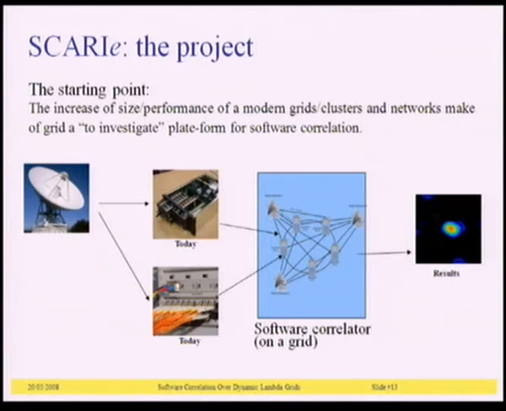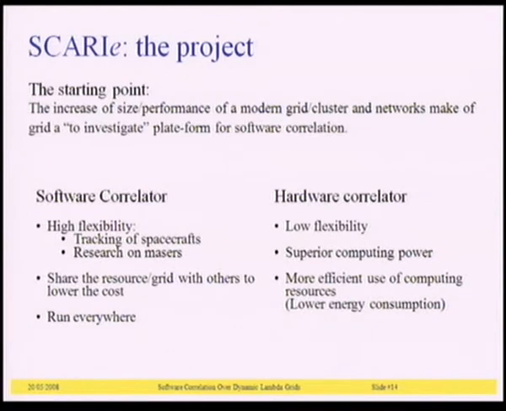So this is what we are trying to achieve in the SCARI project. A few arguments for the interest of having a software correlator. The first interesting point is that it's much more flexible, in two aspects. The first aspect is that with a software correlator, you can change the algorithm. You can tune it for a specific experiment, while with a hardware correlator, you have to rebuild new hardware if you want to make a specific experiment.